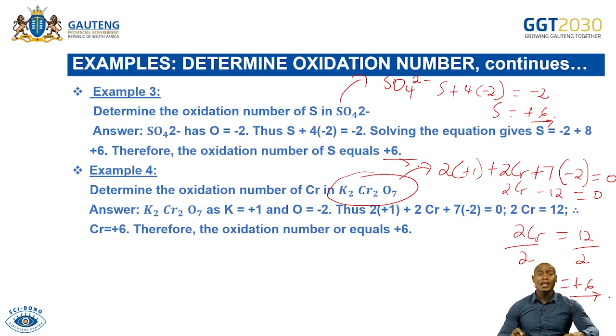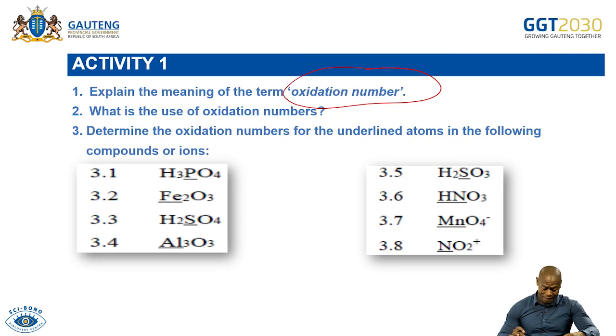Now let's look again at finding the oxidation numbers of the underlined atoms in those compounds. So 3.1, learners, you are given phosphoric acid. The chemical formula is H3PO4. So they want us to get the oxidation number of phosphorus in phosphoric acid.